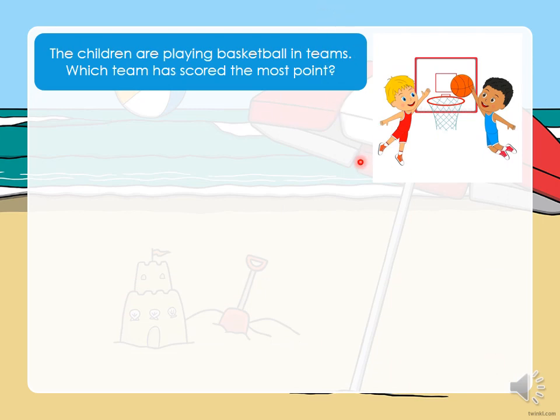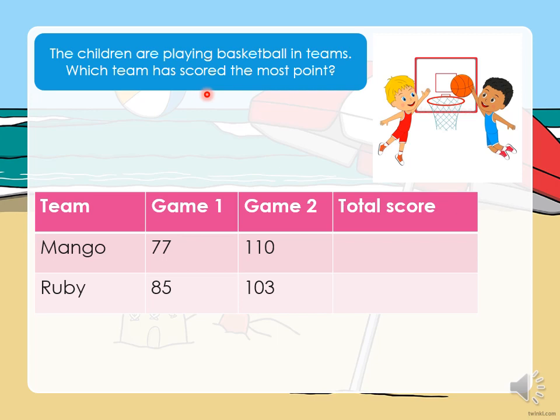We have another example. The children are playing basketball in teams. Look at these two children. Which team has scored the most points? Usually in basketball, we have two teams. One of the teams will score the most points. We have team, game 1, game 2, total score. The first team is Mango, the second team is Ruby.